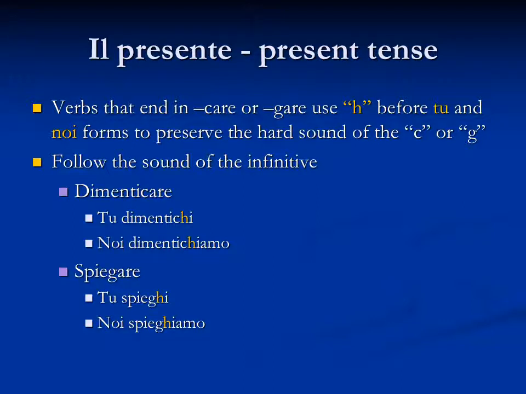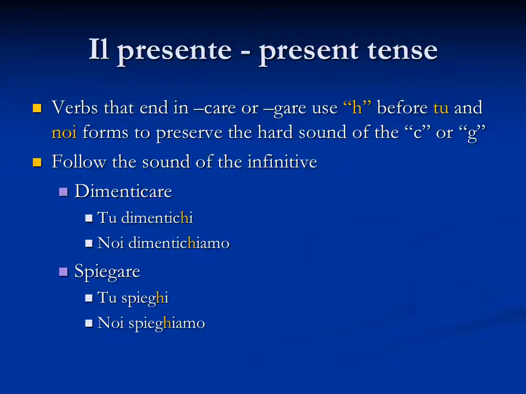The same thing happens with the verb spiegare, because it's a verb that ends in -gare. And as you may remember, the c and the g sounds are very similar. When you add an i or an e after those, it's a soft sound. To preserve the sound of the stem, we insert an h. So instead of becoming spiegi, it becomes spieghi. Spiegare means to explain. So if we want to say you explain, we say tu spieghi.